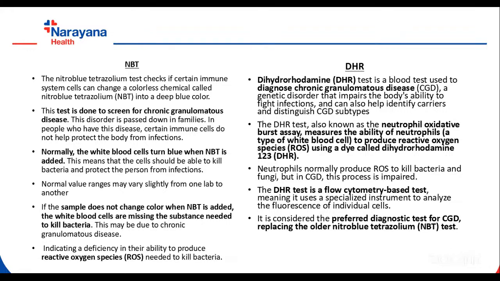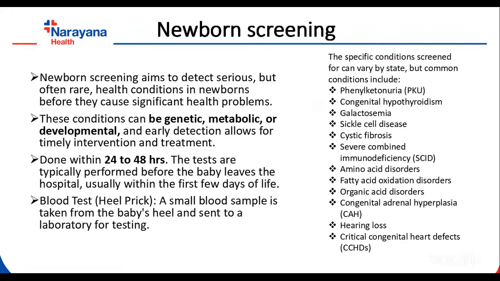And DHR is the dihydrorhodamine test. It is a blood test which is also useful in diagnosing CGD. It is also known as neutrophil oxidative burst assay. It measures the ability of neutrophils to produce reactive oxygen species. It is done on flow cytometry.